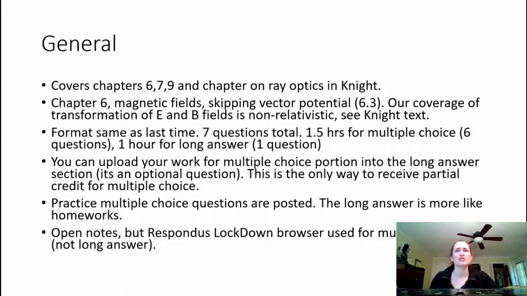We covered, in chapter 6, we skipped the vector potential, and when we covered the transformation of E and B fields from moving to stationary frames and back and forth, then we only covered the non-relativistic stuff. So in your textbook, they cover it from a relativistic standpoint, but since I can't assume that all of you had Modern Physics 1, I didn't do that, and we covered the non-relativistic bit. I scanned in the pages from Knight so that we stuck with non-relativistic systems, so make sure that you look over those. They're on your website.